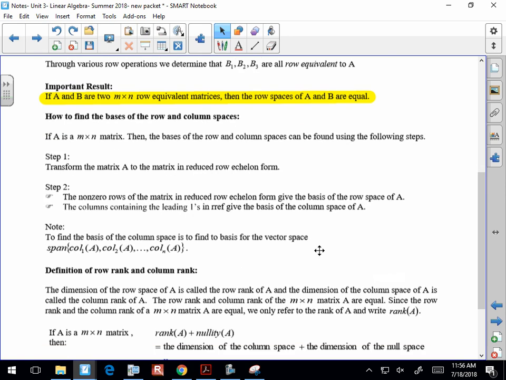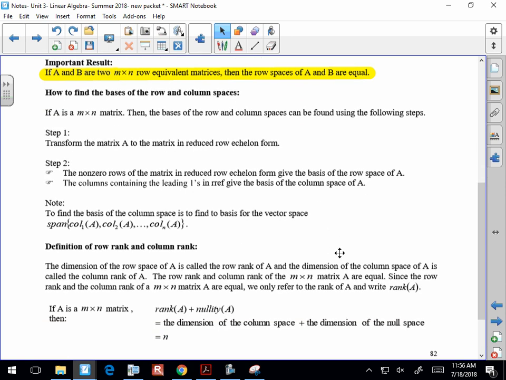Now to find the bases, transform into reduced row echelon form. Non-zero rows of the matrix in reduced row echelon form give the bases of a row space of A, which I think hopefully would feel like at least a true statement. The second one is something we've been working with all semester, so I don't think there's anything new there.